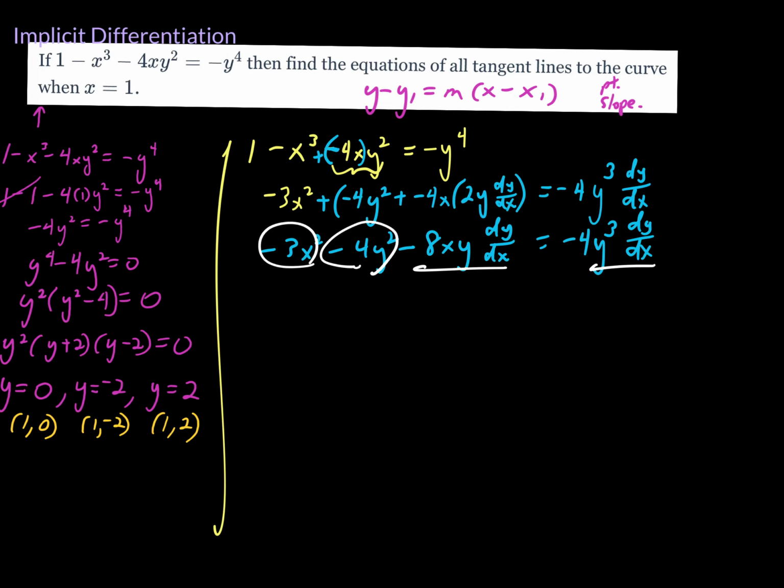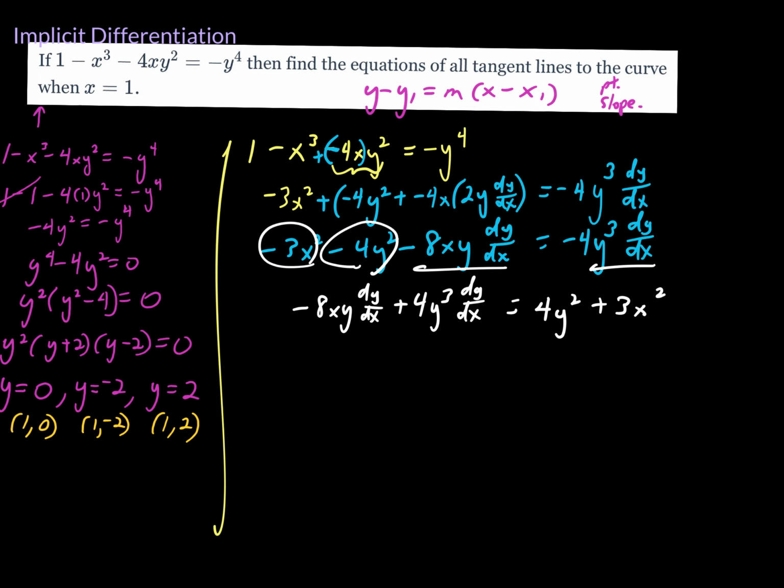All right, well let's get these over on the correct side here. I'm going to have a negative 8xy dy dx, and I'm going to move it over so it's positive 4y cubed dy dx. And now we must move the other ones over, so I'm going to get a positive 4y squared and a positive 3x squared. Doesn't matter which one's first or second, you're just adding them.